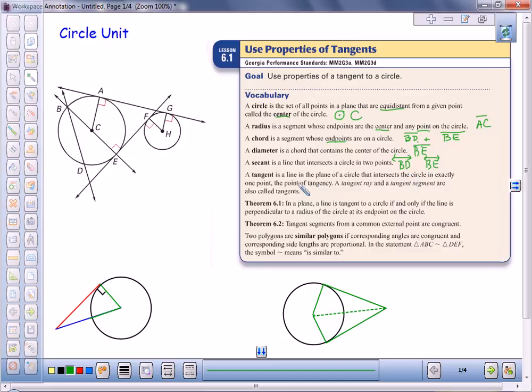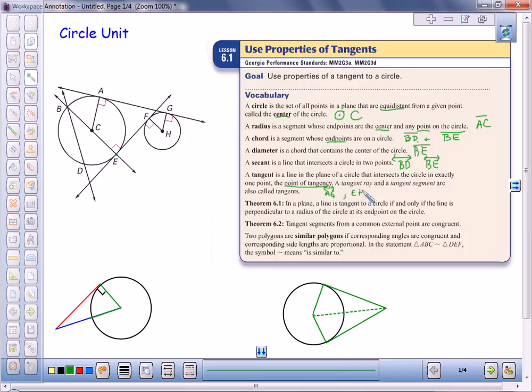Now, a tangent line. A tangent line in a plane of a circle intersects the circle in exactly 1 point. And that point is called the point of tangency. A tangent ray and a tangent segment are also called tangents. So I see on circle C, I've done all this with respect to circle C, we have a tangent right here. Do you see the point of tangency is at A? So we have a tangent line AG. Now we could also write that GA, but we need to show it's a tangent line. There appears to be another tangent here at EF.